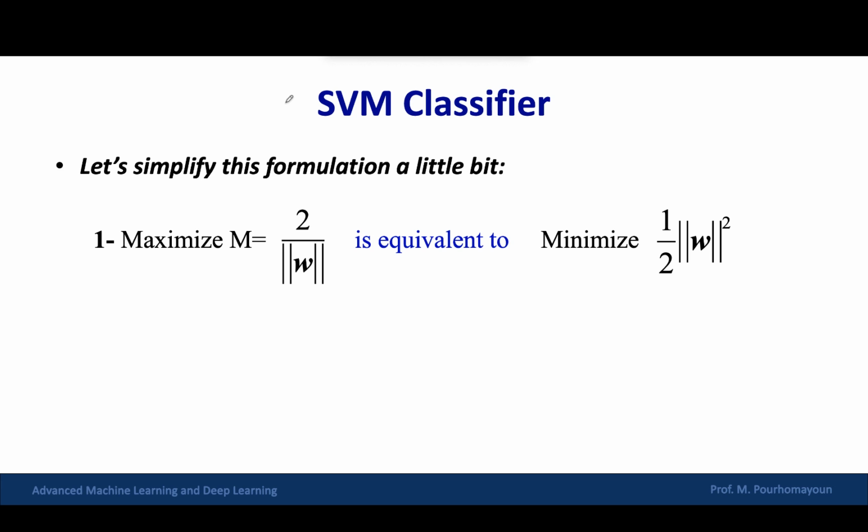First of all, maximizing this is equivalent to minimizing this, right? So I just reverse that. In fact, maximizing this is equivalent to minimizing this denominator. So this is equivalent to this. All right, this is the first thing. And I made it a squared because we want to make it convex.